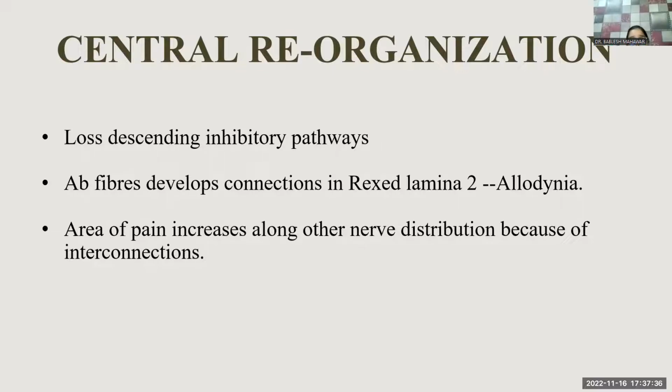Now, what happens is the A beta fibers develop connections in the Rexed lamina. As we know, in our spinal cord the Rexed laminae are there, and all the fibers are located in them: in the periphery are the pain fibers, and in the center are the touch fibers, that is the A beta fibers. When chronicity is there and sensitization is taking place, there is sprouting of these A beta fibers, the touch fibers, and when they sprout, they get intermingled with the superficial Rexed lamina pain fibers also.